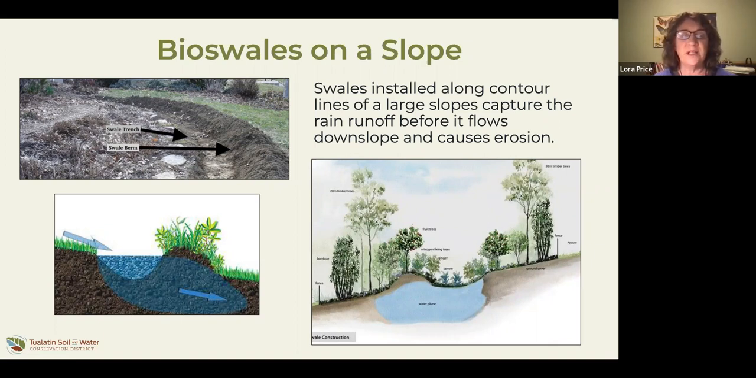And so we can see in this little underground diagram how that works. Rather than just flowing straight downhill, it fills these little swales, and then that slowly sinks into the underground. So you have a kind of plume of more moist soil.